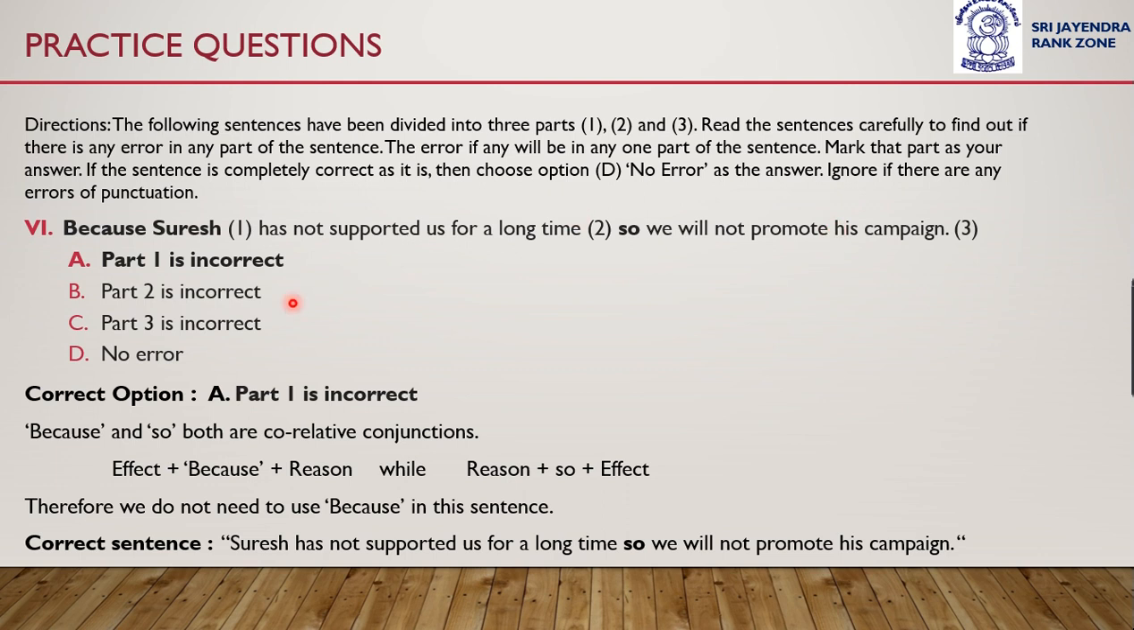So the answer to this is first. Part 1 is incorrect. Why? Because "because" and "so" are both correlative conjunctions, but "because" is used where it is preceded by an effect and succeeded by a reason. So the complete sentence is effect, because, reason. While when we use "so", we can mention the reason, "so", and the effect.